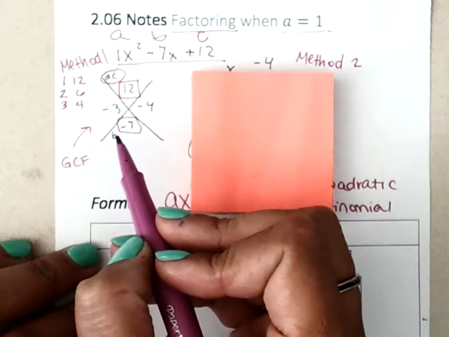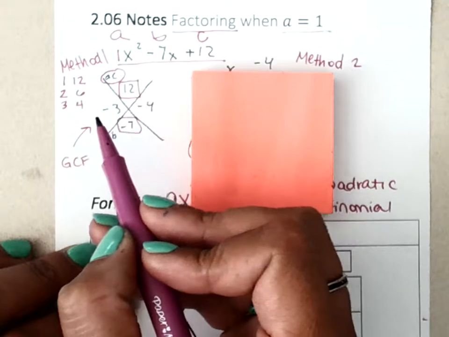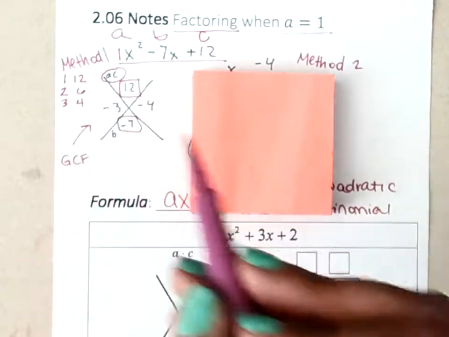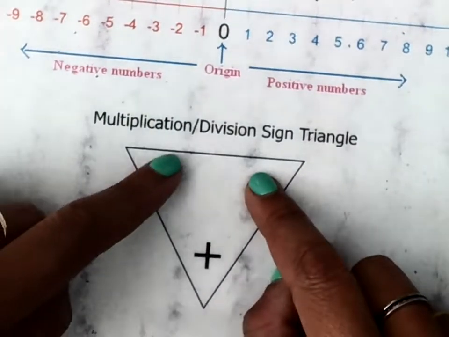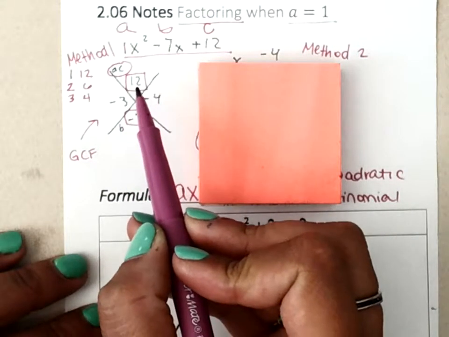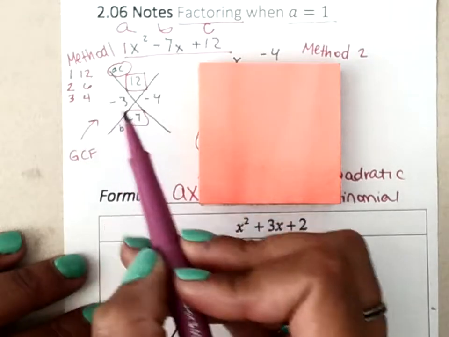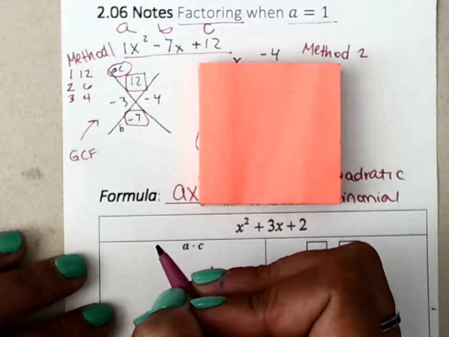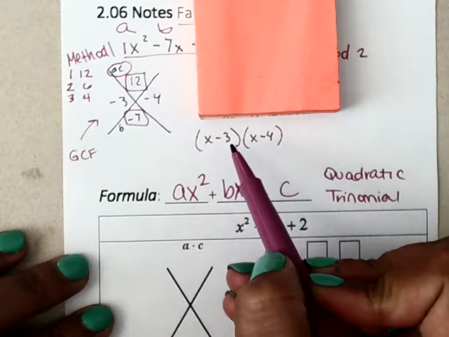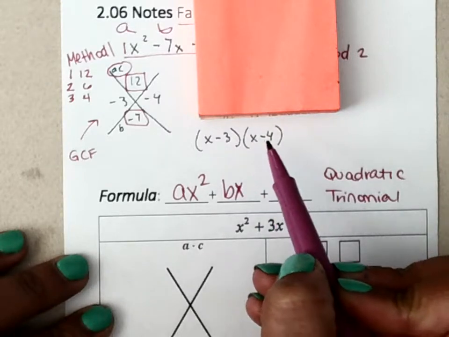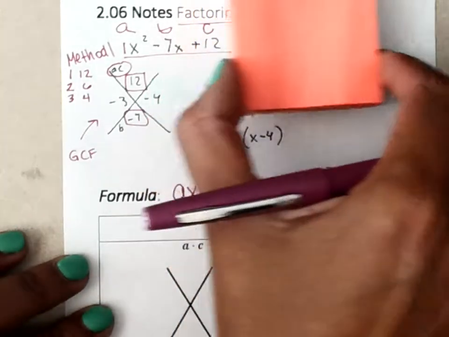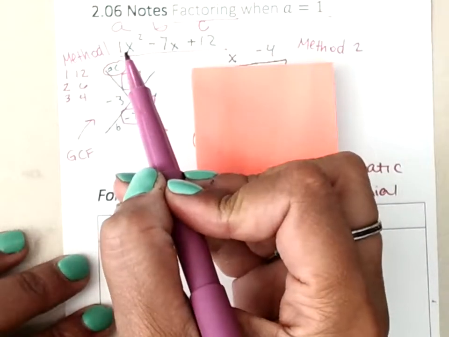However, because it's negative, we make both the 3 and the 4 negative. It's okay that they're negative because a negative times a negative is a positive. So -3 times -4 is positive 12, and -3 plus -4 is -7. The answer would then be written as x minus 3 times the quantity x minus 4. If we multiplied all of this back together, we would get our original quadratic trinomial.